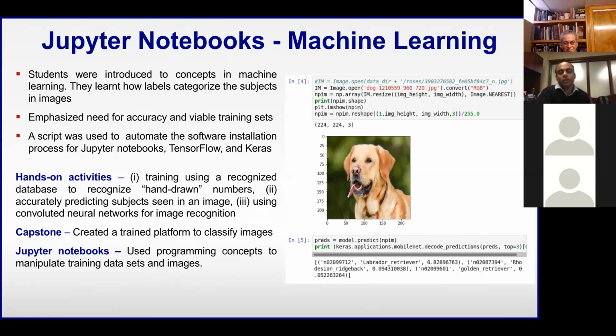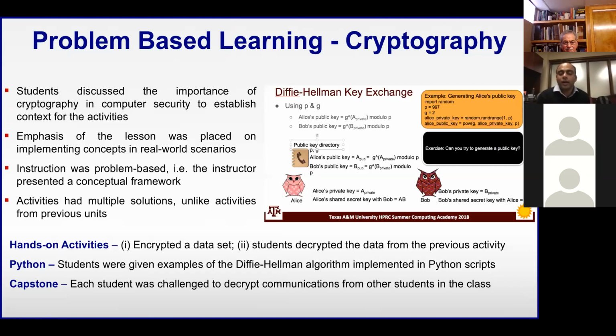The hands-on activities were training using a recognized database. Students could recognize hand-drawn numbers. Students could accurately predict images that were available online, and they learned how to use CNNs for image recognition. The capstone exercise was creating a training platform to classify images, and Jupyter notebooks were used, as you can see on the right, and students were urged to manipulate data sets or their training data and images in the Jupyter notebook platform. The final set of exercises we did were based on real-world problem solving.